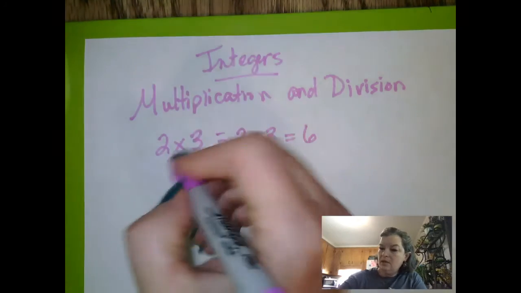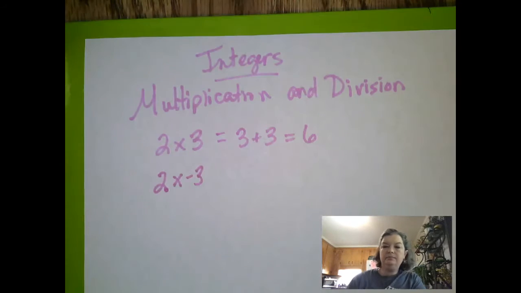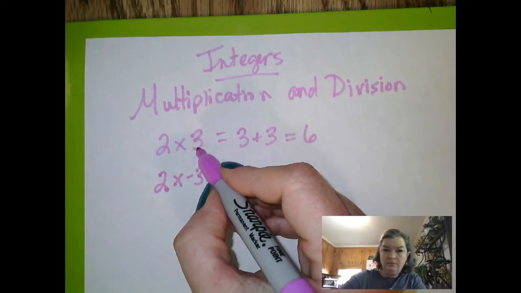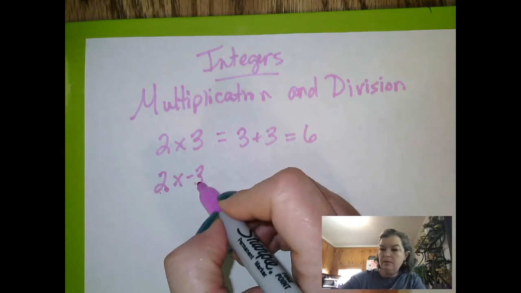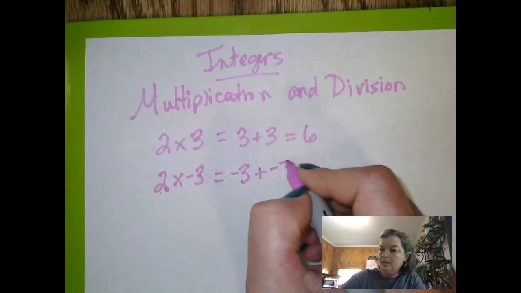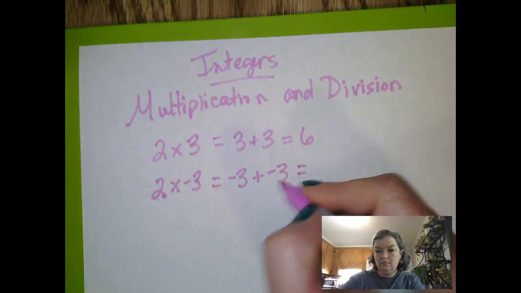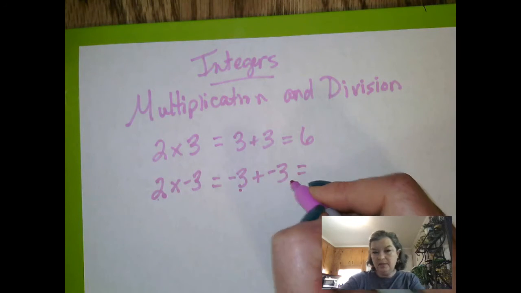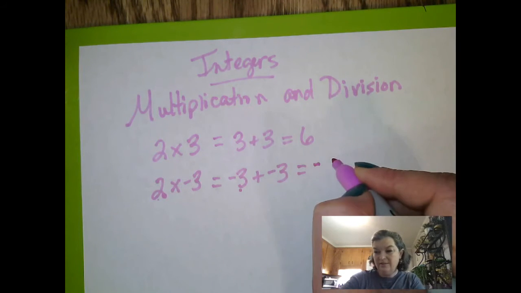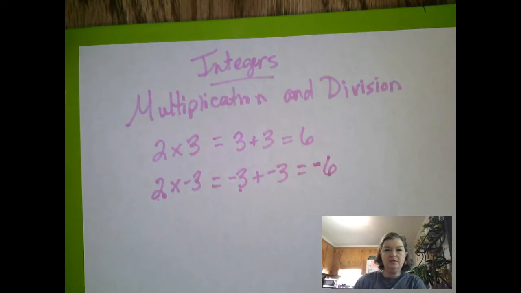But let's say you've got 2 times negative 3. Well, remember, this was two groups of 3's. This is two groups of negative 3's. So that's just saying negative 3 plus negative 3. When you add a negative plus a negative, you get another negative. So negative 3 plus negative 3 is negative 6. Y'all see that?